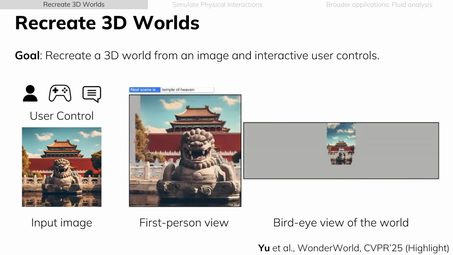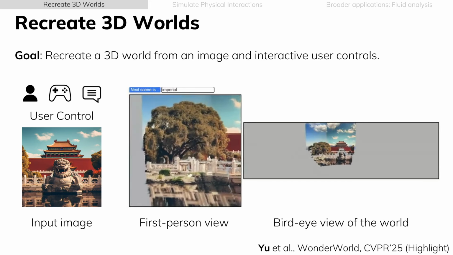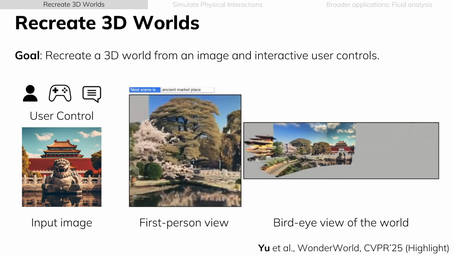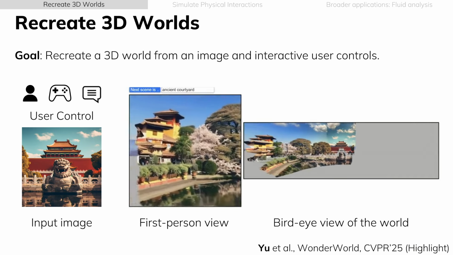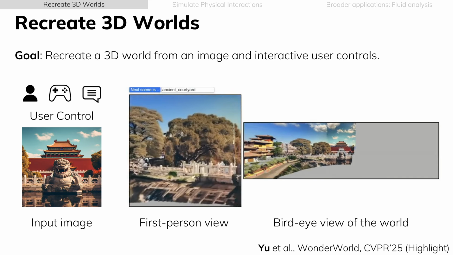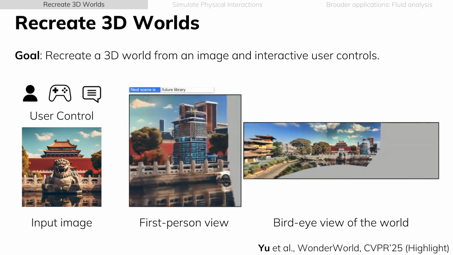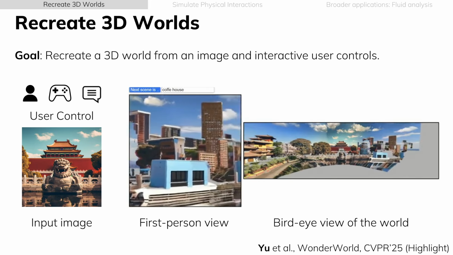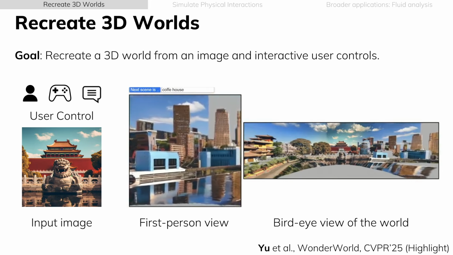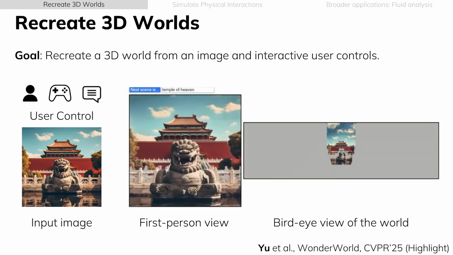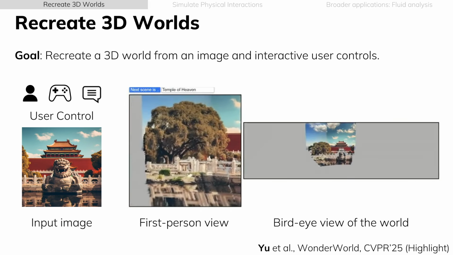So here's a demo from my work called Wonder World. We start with just a single image as shown on the left-hand side as input. And from this, we can generate 3D worlds that you can freely explore. Now we can move around and change viewpoints in real time, as you can see in this first-person view in the middle. And as we move to new areas, new things are generated on the fly. So on the right, we have this bird's-eye view so that you can see how the world is growing as we explore it.